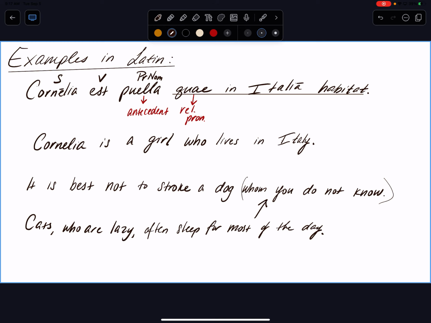I have English and Latin as my first two classes.